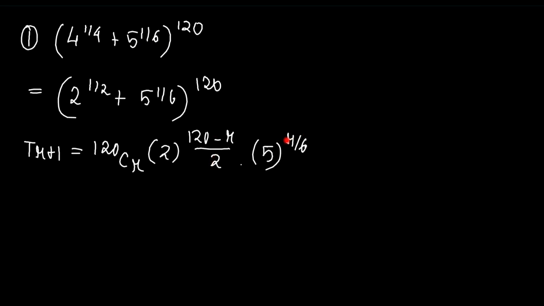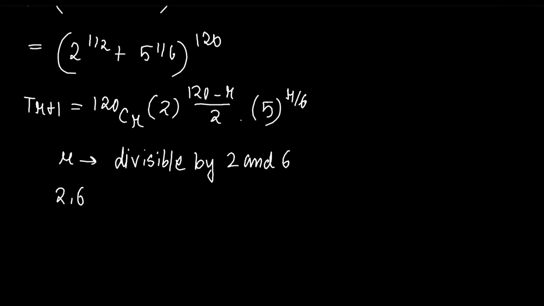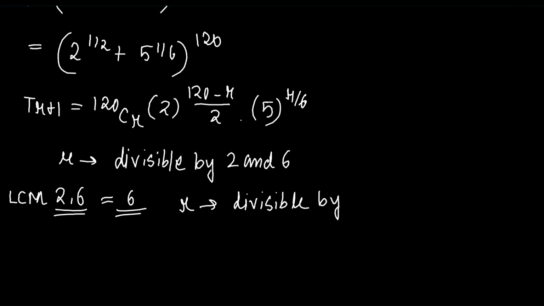So the powers are (120 minus r)/2 and r/6. If they have to be integers, r must be divisible by 2 and r must be divisible by 6. So if r is divisible by 2 and 6, we can take the LCM of 2 and 6. The LCM of 2 and 6 is 6. So r must be divisible by 6.